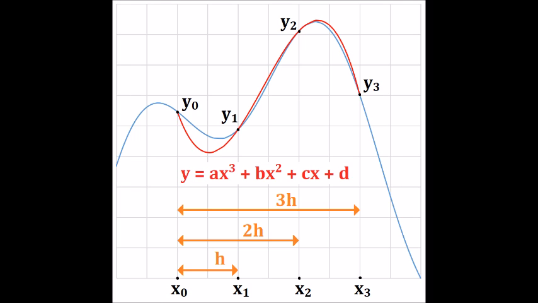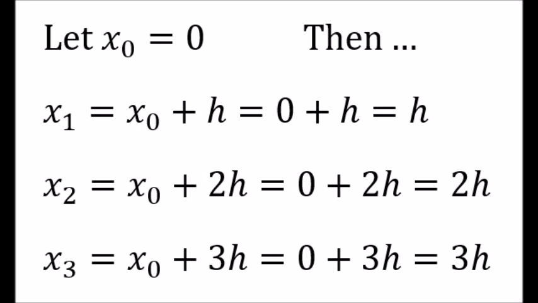This time, we are going to set x0 equal to 0. In equation form, this is what the orange lines on the previous page represent. So we can represent x1 as h, x2 as 2h, and x3 as 3h.